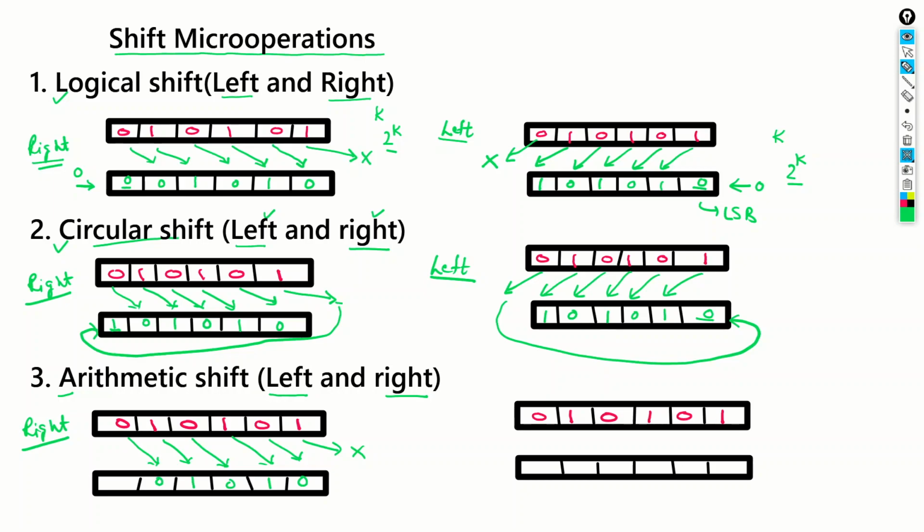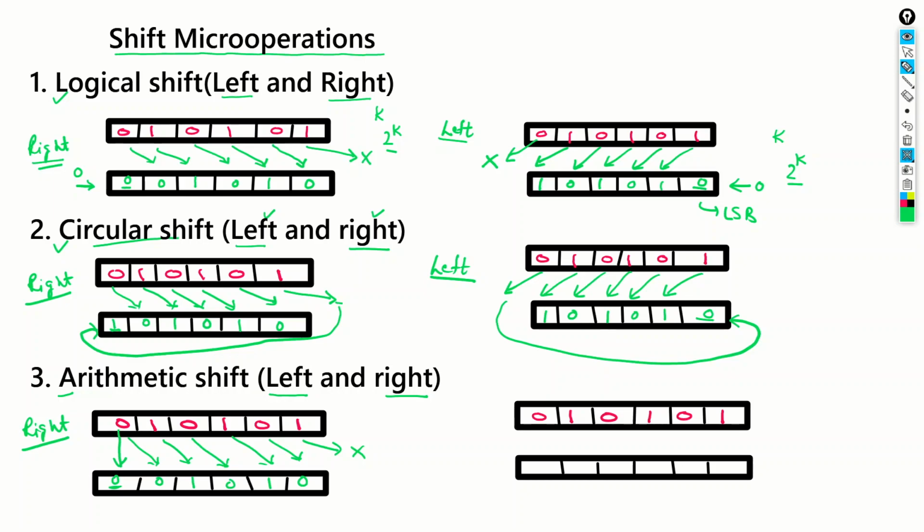So in case of the arithmetic right shift, what will happen is that this is now the empty space. So this empty space will be filled with the value in the MSB. So the same bit will also be copied here. So this will become 0. So if it is 1, then 1 will be copied here and 1 will be copied here, right? So in this way, the arithmetic right shift is different from the logical shift and the circular shift, right?